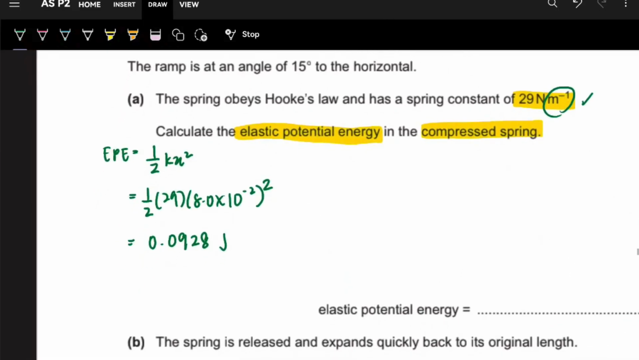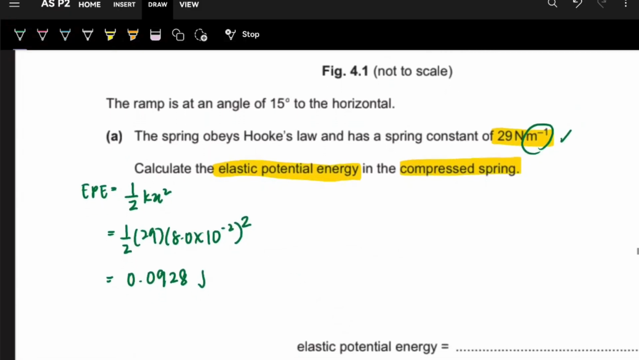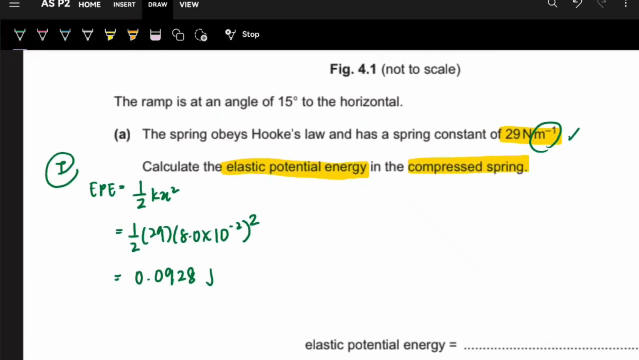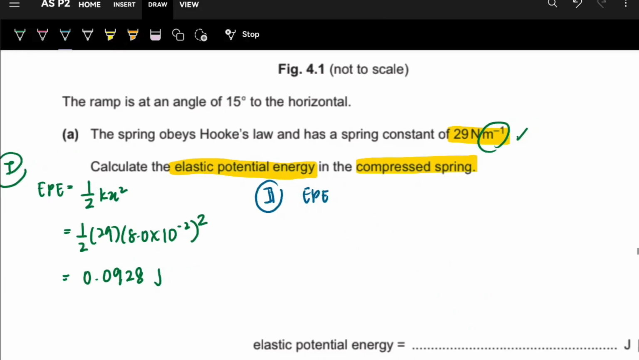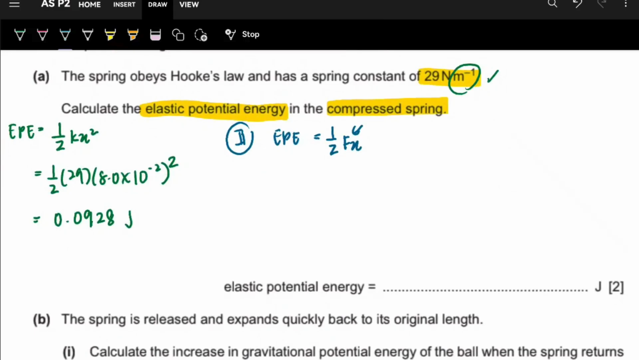So this is actually the first method. Now what is the second method? Second method is just another formula. Remember, there's another formula for elastic potential energy, which is 1 over 2 Fx. But this one you need to do a bit of extra work, which is you need to find what your F is. So we know F is equal to kx, right? Your k is 29. Your x is 8 times 10 to the power of negative 2.